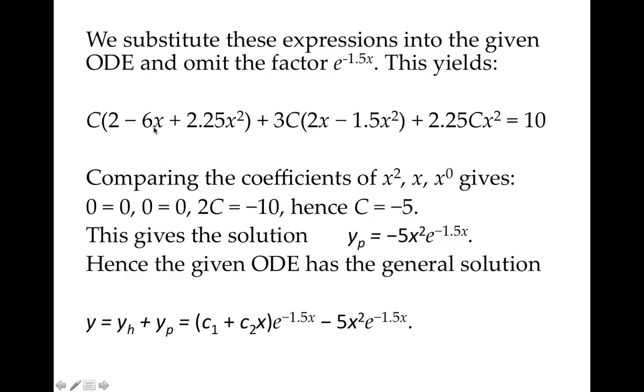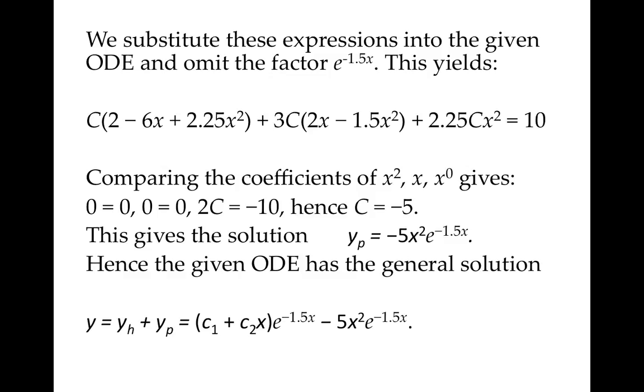Now, if you look at the x terms, you find that they are going to cancel out. I'll have a minus 6c, I'll have a plus 6c. And the x squared terms will also cancel out. So those will give me 0 equals 0. So basically, I end up able to solve for the coefficient of my particular solution by forcing it to satisfy terms in the differential equation. So all that really tells me is what that constant is.